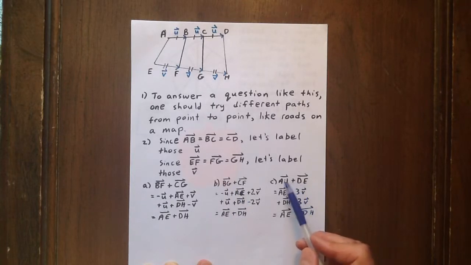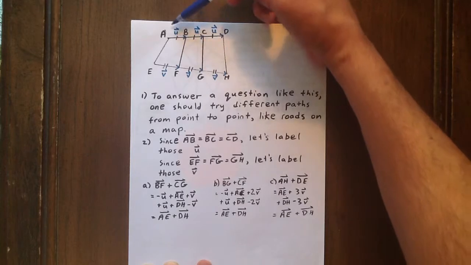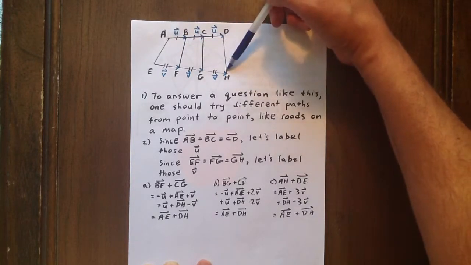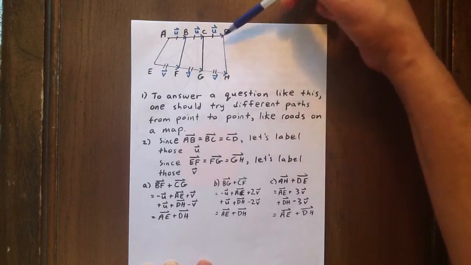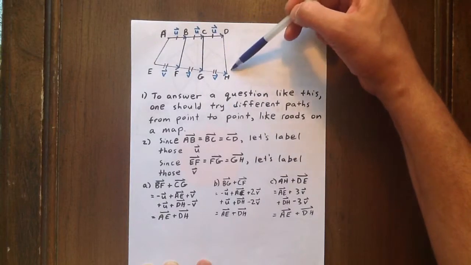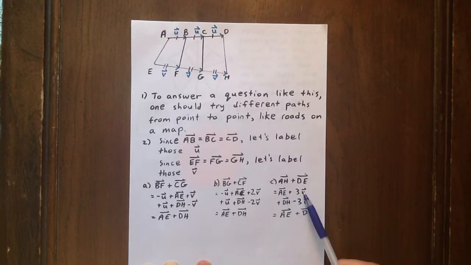And finally, we want to show that AH plus DE is equal to AE plus DH. Well, you might feel like you have the hang of it now, and let's try. AH is AE plus 3v, and DE is DH minus 3v. And when we add those together, we see that we can cross out this positive 3v and negative 3v, and we're left with simply AE plus DH.